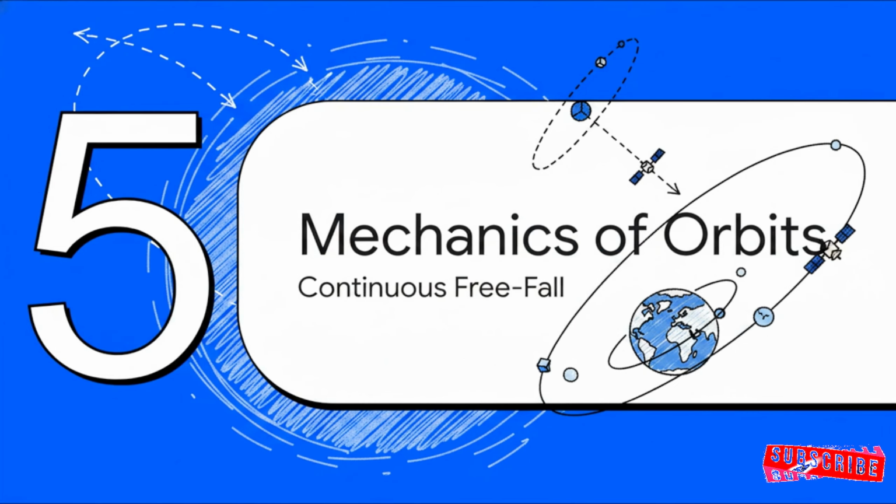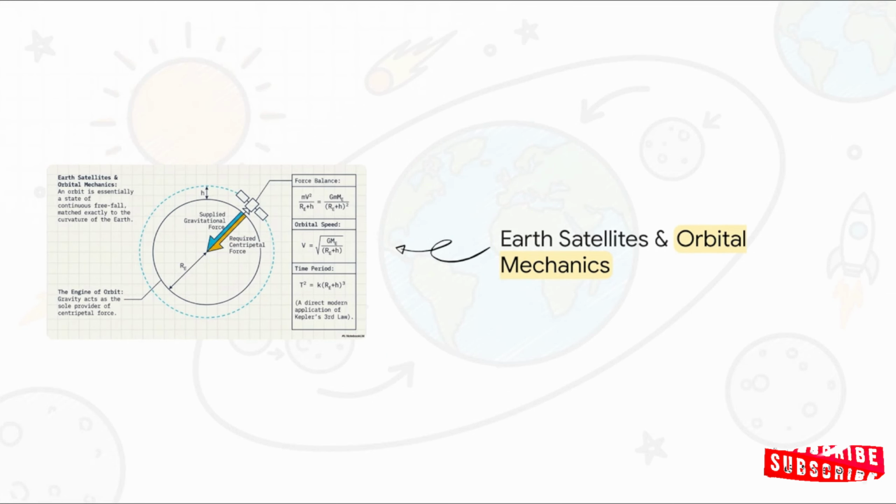Section 5, the mechanics of orbits. Continuous freefall. Let's move smoothly from completely escaping gravity to maintaining a delicate, stable balance right in the thick of it. Look at a satellite in motion. A satellite orbit isn't about defying gravity at all. It's essentially a state of continuous freefall. The satellite is moving sideways so incredibly fast that as it falls toward the Earth, the curvature of the Earth literally falls away beneath it at the exact same rate. Gravity acts as the engine of the orbit. It provides the essential centripetal force, keeping it circling instead of flying off in a straight line.